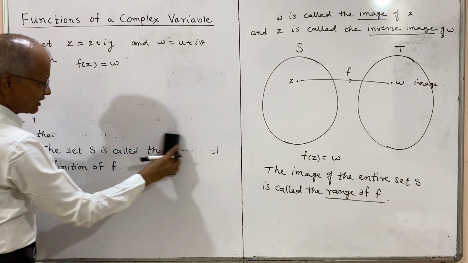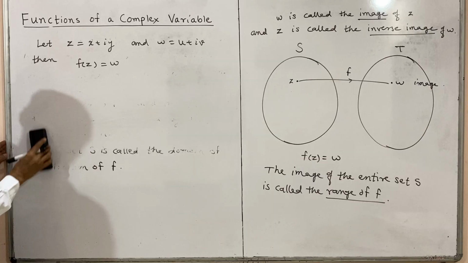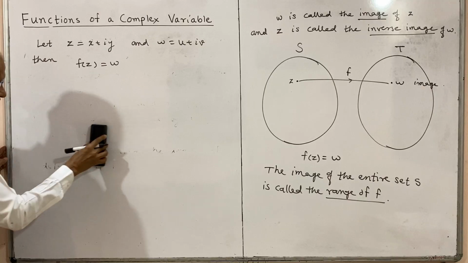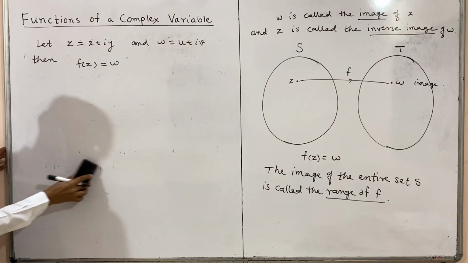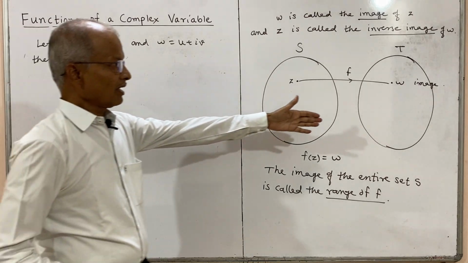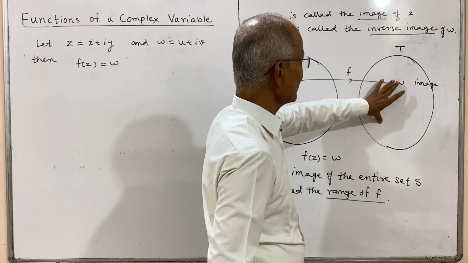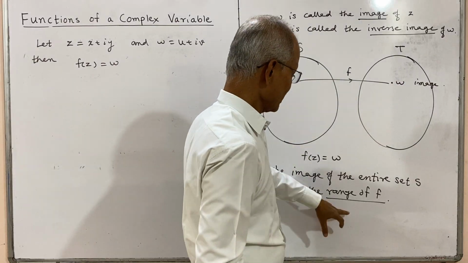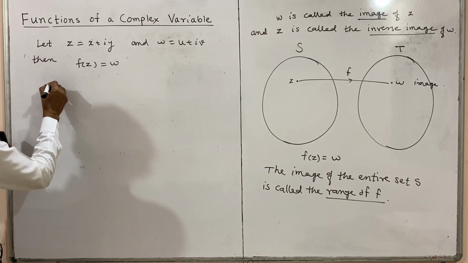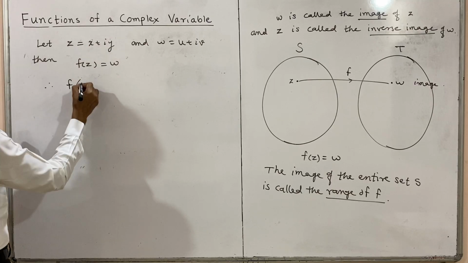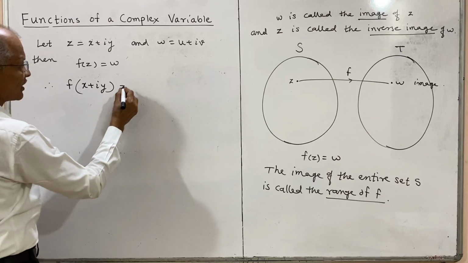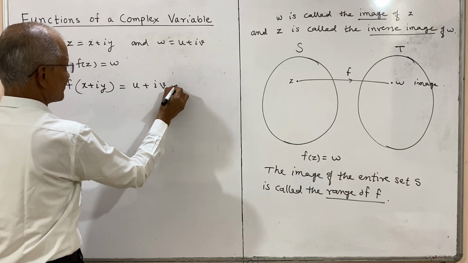The definition of function is the same as that we have studied in calculus. That means it is a relation between two sets such that every element in the domain is mapped to a unique element in the codomain, and the set of all images of points in S is called the range of f. So f of z is equal to w, therefore f of x plus iy is w, that is u plus iv.